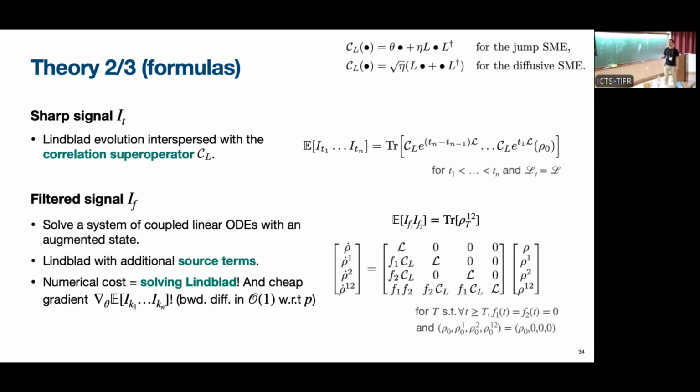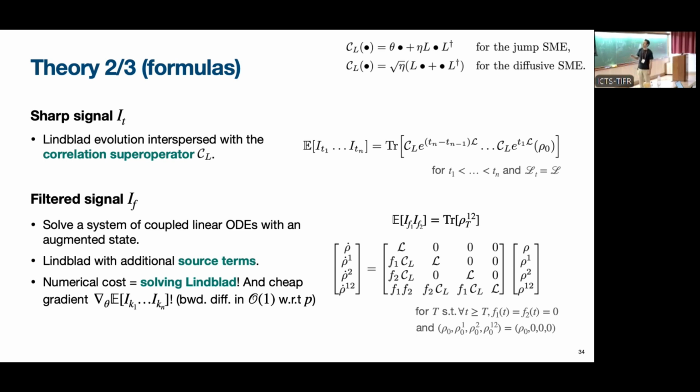Now what we really care about is the correlation function for the filtered signal. And in this case, it's slightly more involved. You need to solve a system of coupled linear ODEs with an augmented state, okay? So this is an example where we compute the expectation value for a signal filtered by F1, some function, and another signal filtered by F2. And it's going to be the trace of some state at a final time. And this state appears here. It evolves with some other state in this big, large linear ODE.